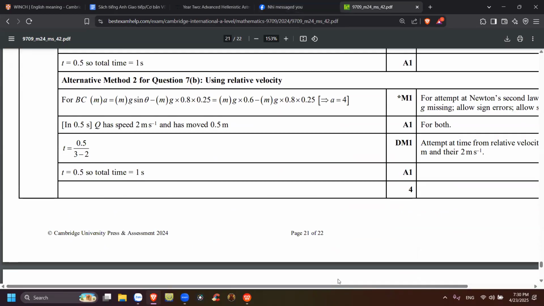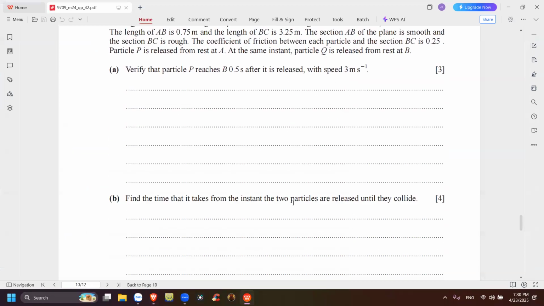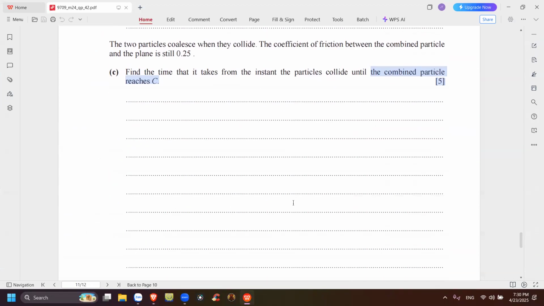Okay, try doing C, I think. I think you should do C on your own because it's already time now. But honestly, I think this paper is going to be marked very highly. The passing grade is going to be very high. Okay, let's stop here.